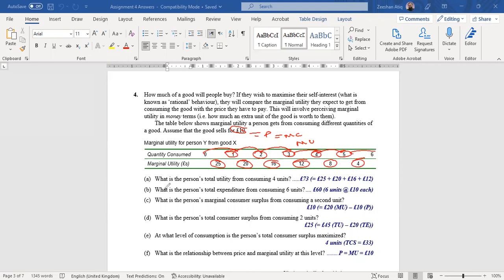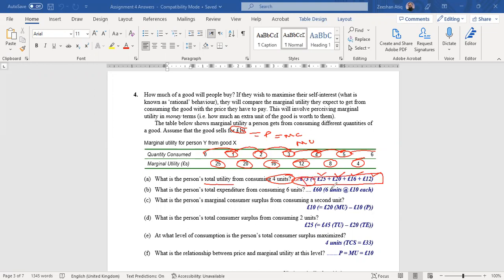Now, the first part of this question is, what is the person's total utility from consuming 4 units? This total utility can be found by adding up the marginal utilities of the 4 units. From 0 to 1, you are getting 25 pounds of utility. From 1 to 2, you are getting 20 pounds. From 2 to 3, you are getting 16 pounds. From 3 to 4, you are getting 12 pounds. If you add them all up together, you get 73 pounds.